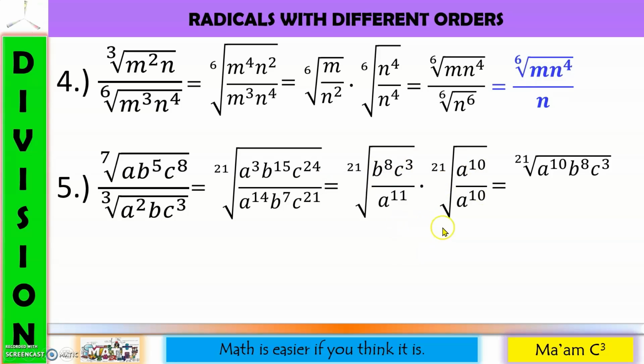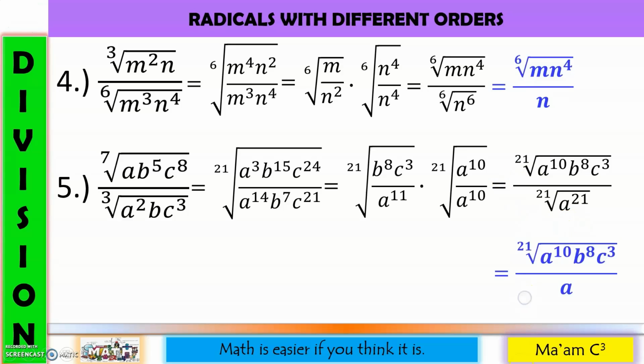For the denominator, 11 plus 10 is 21. So the 21st root of a to the 21st power. So I'll cancel the index and the exponent. The denominator will just be a. So final answer, the 21st root of a to the 10th, b to the 8th, c cubed over a.